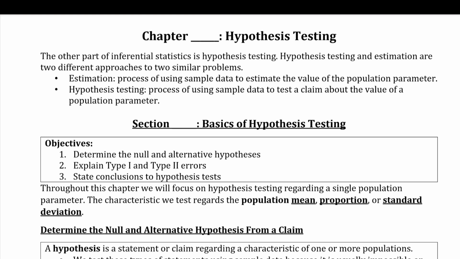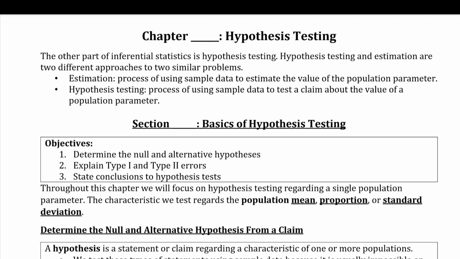Our approach to the rest of this course is going to be very systematic. In fact, there's going to be a 6-step process in order to do a hypothesis testing problem. And we'll go over that in the next section. But for now, we're just going to talk about the basics of hypothesis testing. So the objectives today are to determine the null and alternative hypothesis, so we'll define what those are, explain what a type 1 and type 2 error is, and then also state some sort of conclusion to our hypothesis test.